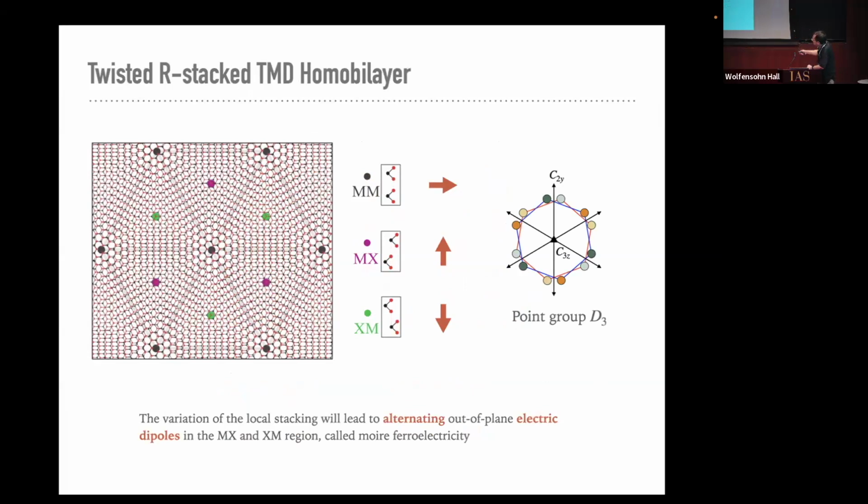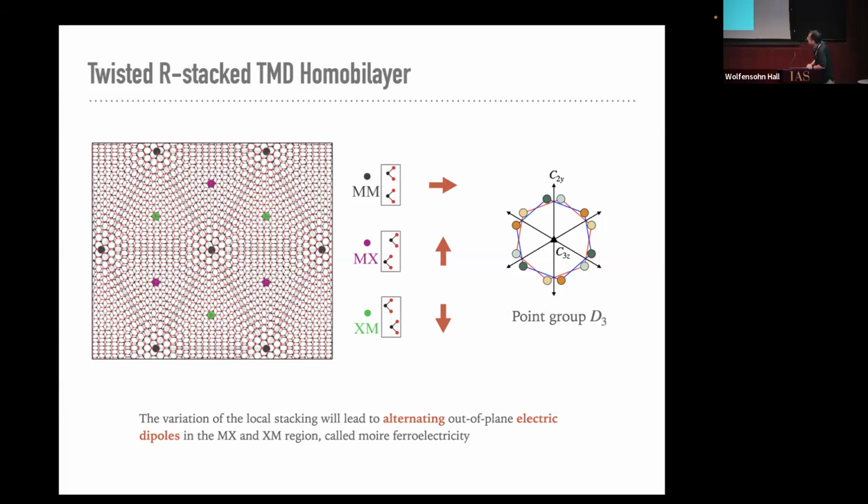And on this pattern, I want to draw your attention to some of the high symmetry stacking points. This is actually very important for our later discussions. So first, those black dots. This is called MM stacking, because if you look at the side view, you have this metal on metal or chalcogen on chalcogen, right? And then this green dot and this red dot are called XM and MX, because now you have metal on chalcogen and chalcogen on metal. Okay, so those are the three high symmetry stacking points.